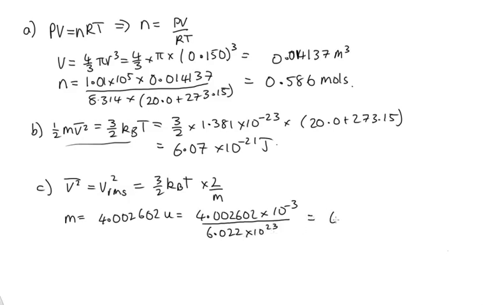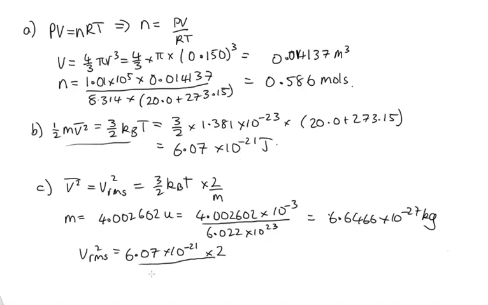And so that is equal to 6.6466 times 10 to the minus 27 kilograms. And so we can now put this number into the equation here. We've got v_rms squared is equal to 3 over 2 k_B T, which is the 6.07 times 10 to the minus 21 that we calculated in part B, times 2 divided by 6.6466 times 10 to the minus 27.